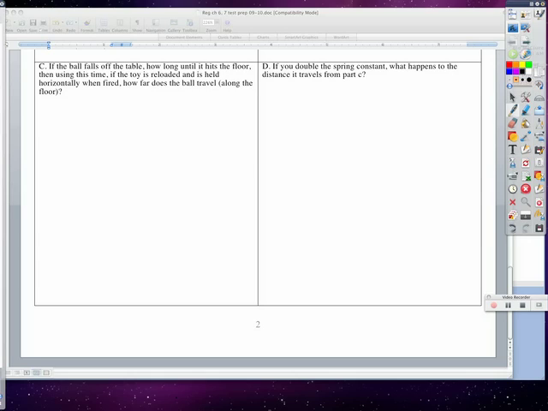Okay. If the ball falls off the table, how long until it hits the floor? So we know a situation like this, and then the ball comes off and hits the floor down here. So if we have this height right here, what else do we know about a ball falling off the table? We could do potential energy, kinetic energy if we wanted. Think of the equations that relate to energy. Do any of them have to do with time?